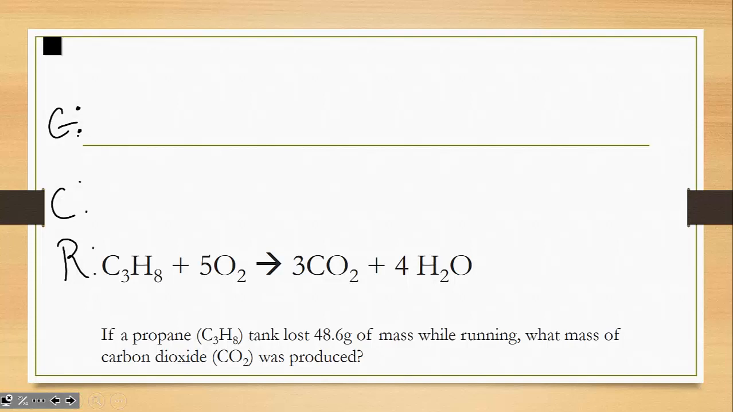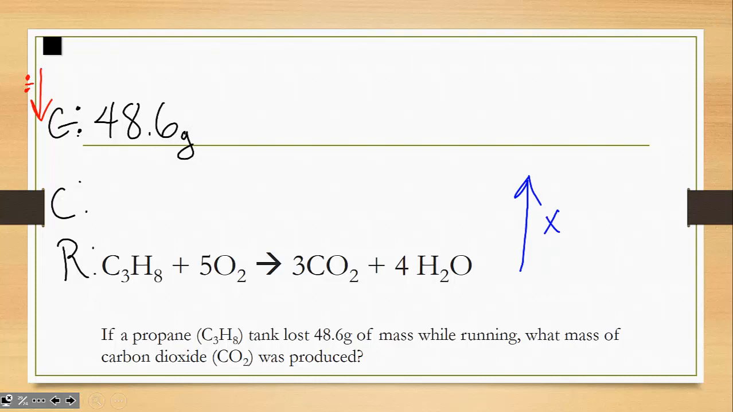So if I want to know how much carbon dioxide is produced from running a propane tank, I'm going to start with what I'm given. I'm given 48.6 grams. In order to make any stoichiometric thing happen, you have to be in moles. The way our table works is that when you go down, you will divide by the number below. When you go up, you'll multiply by the number above.